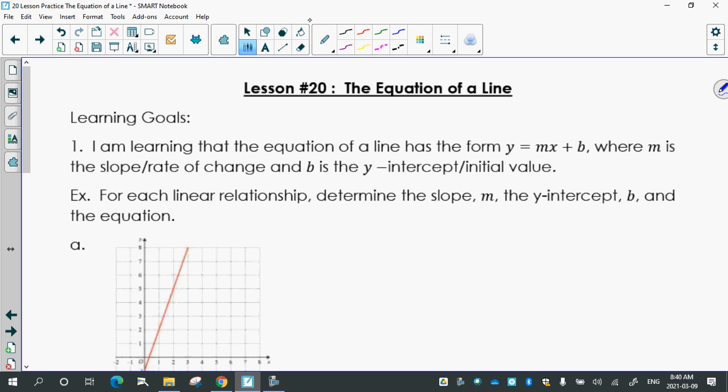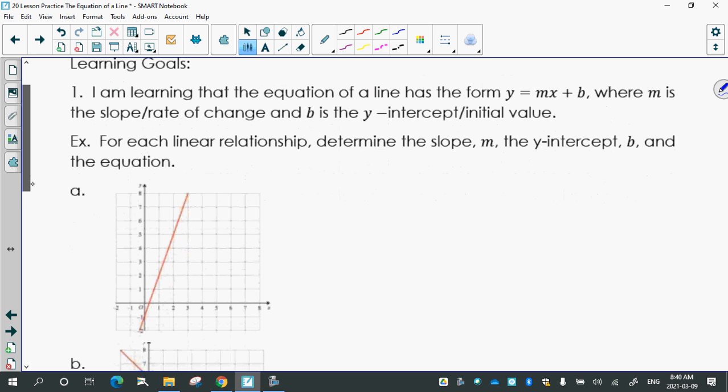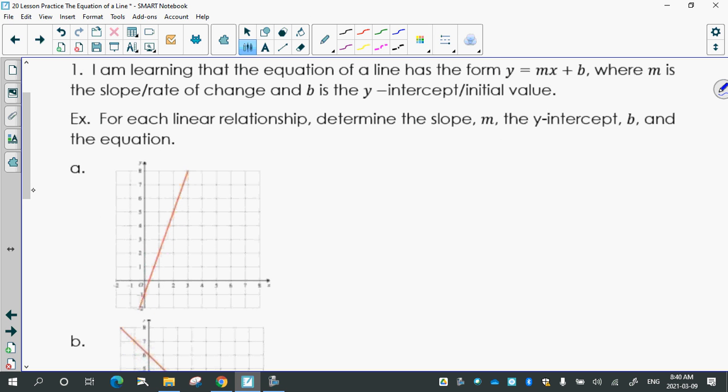Our learning goals are to learn that the equation of a line has the form y equals mx plus b, where m is the slope or the rate of change, and b is the y-intercept, so where it hits the y-axis, also called the initial value. Okay? So for each linear relationship, determine the slope m, the y-intercept b, and the equation. That's all we're going to do today, this morning. All right, so we get really confident at it.